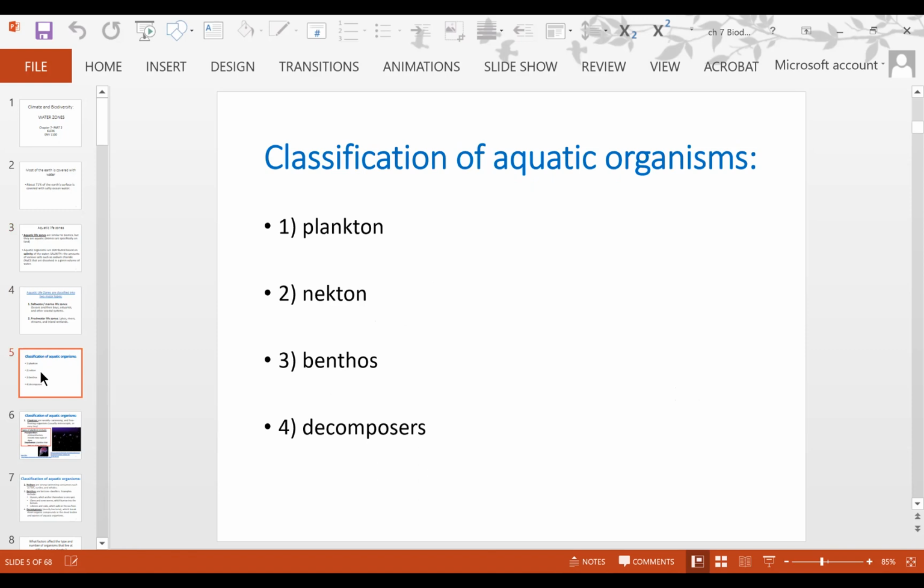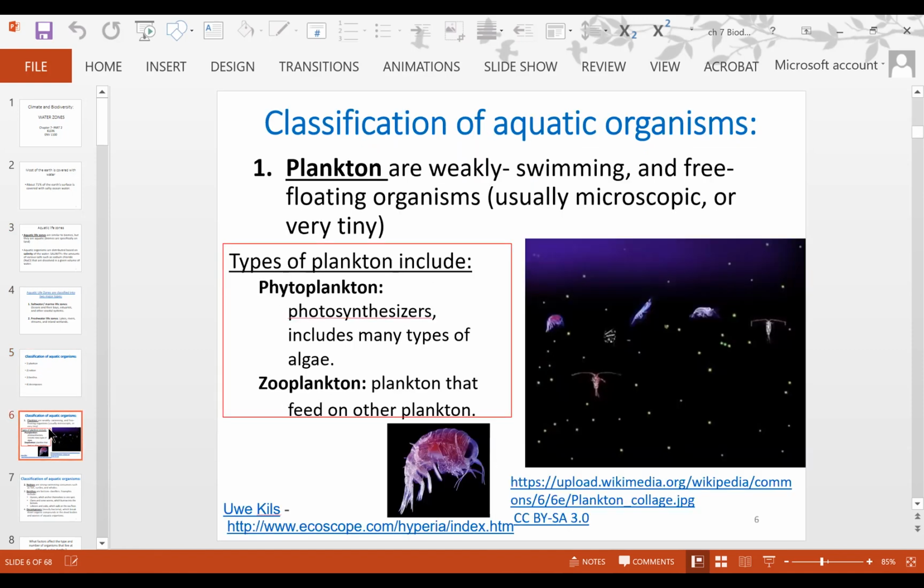And we have a classification of different aquatic organisms. We have plankton, nekton, benthos, and decomposers. And we will go through each of those in more detail. So here's plankton.